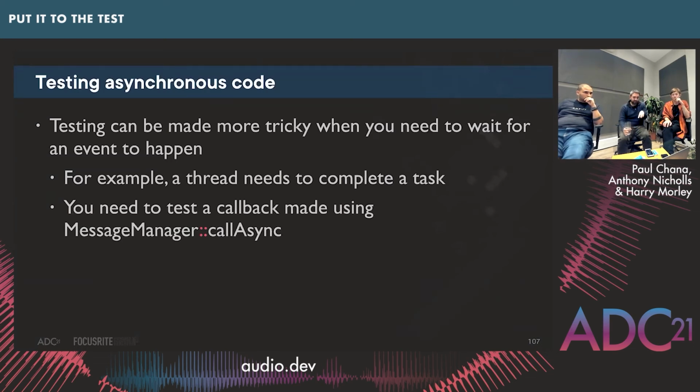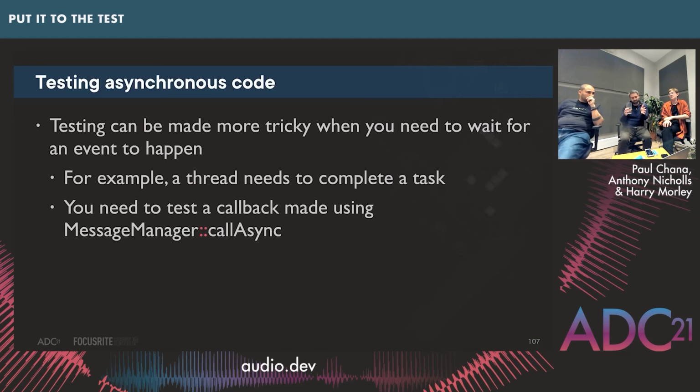And then the second one is that you need to call something, but, let's say, the thread you're on in the test framework you're in, it needs to happen on some other thread, and then you need to wait for that thing to happen before you can continue. So the latter one has examples. For example, a thread needs to complete some task, passed off somewhere, and you need to test a callback made using the message manager callAsync.